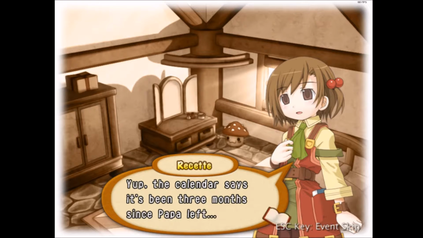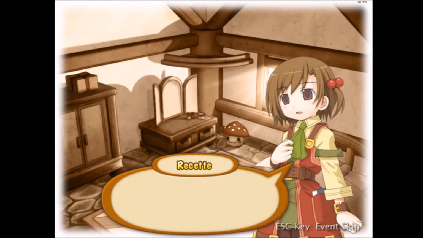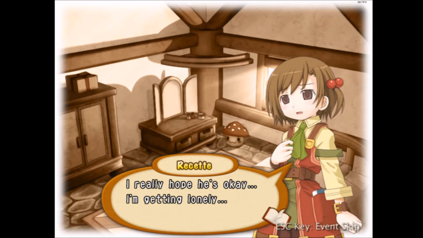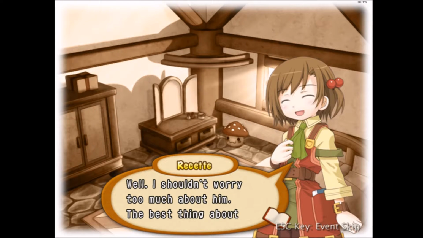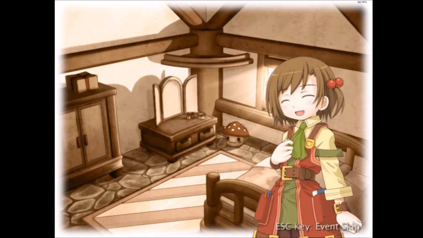Let's see. Yep, the calendar says it's been 3 months since Papa left. I don't get why he suddenly said, "I'm gonna be a hero," and then took off without saying when he'd be back. I really hope he's okay. I'm getting lonely. Well, I shouldn't worry too much about him. The best thing about him is how tough he is. He'll be okay.